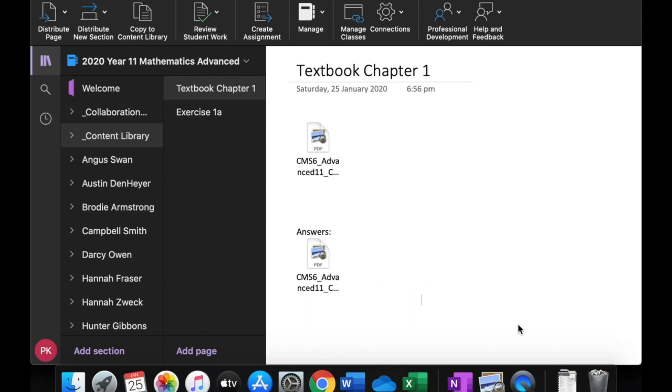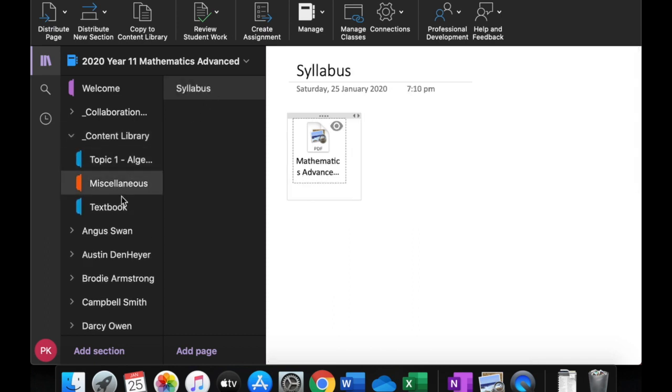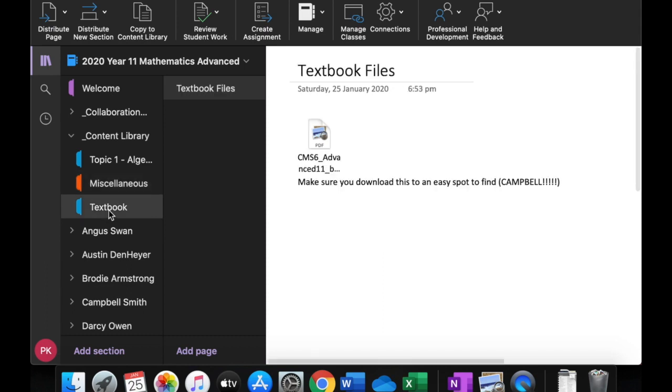Year 11 Maths Advanced. Very exciting. As you can see, we're just on the OneNote right now. If you go into Content Library Miscellaneous, you'll find a copy of the syllabus, and I'll also put the Year 11 handbook that I should have just handed out to you in here, where you'll find the scope and sequence and assessment schedule. The textbook, yeah, the one here is just the whole textbook.